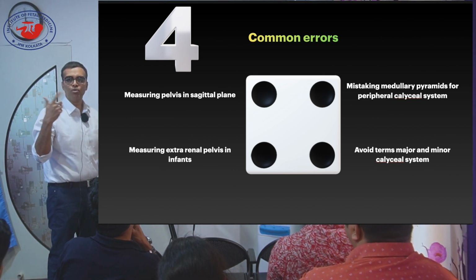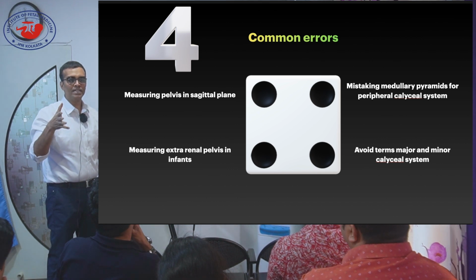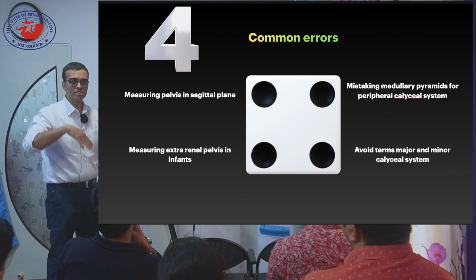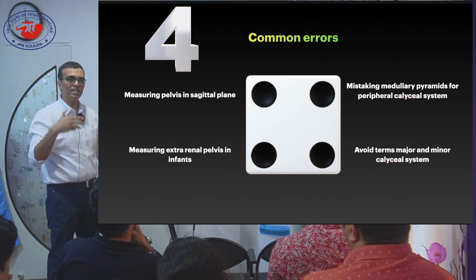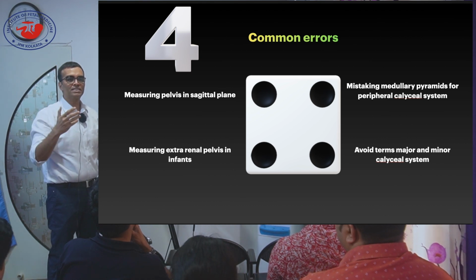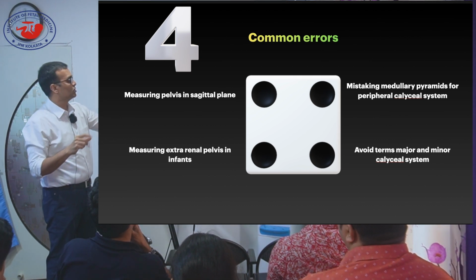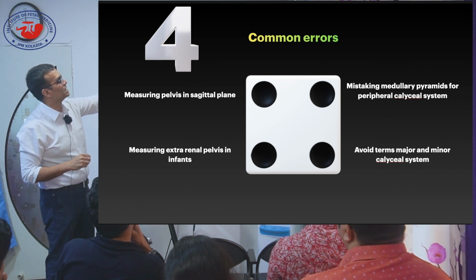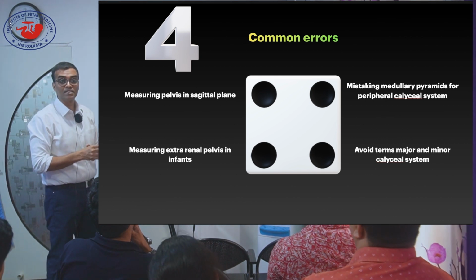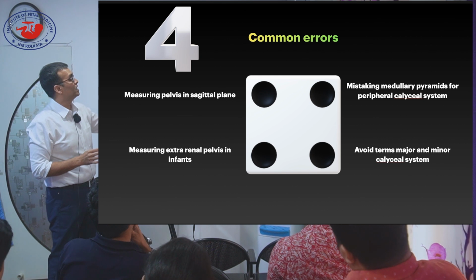That's why we do it more often, because whenever there is dilatation, we call them postnatally and then evaluate again. Many a time we see that previously somebody has measured the extrarenal pelvis, which should not be measured. I will show you with case examples. Then mistaking medullary pyramids for the peripheral calyceal system is also one of the traps.